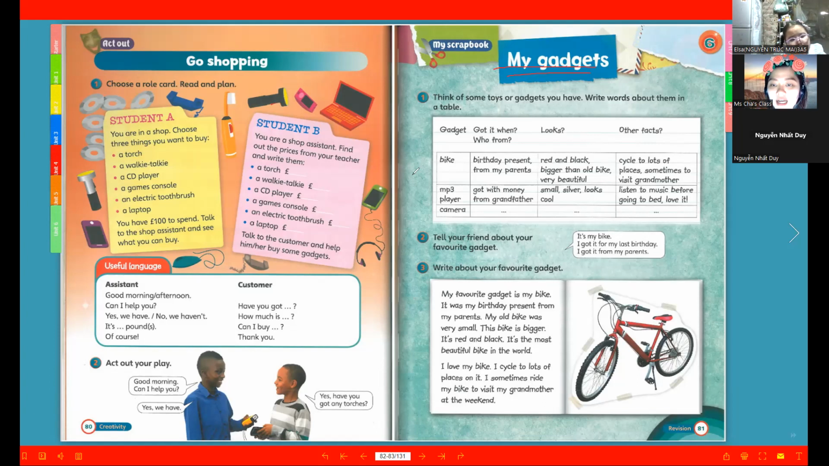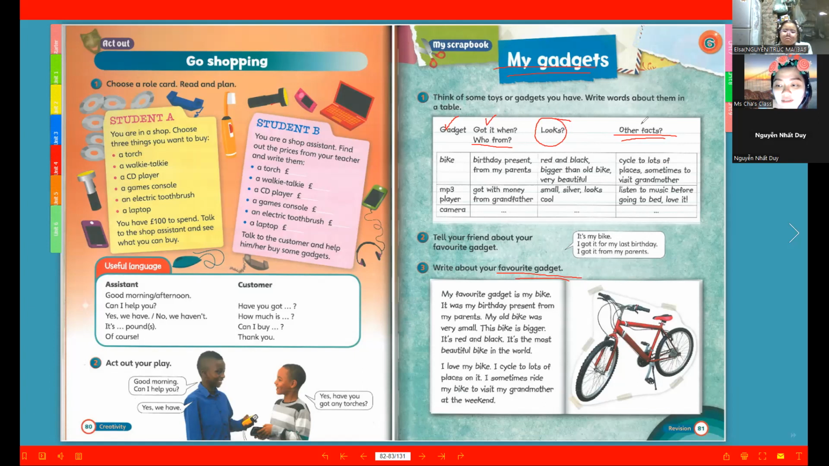So what we're going to do is a very short activity in speaking. You're going to write words in a table. You are going to talk about a certain gadget, your favorite gadget. Get it: from where did you get it, from when, what time did you have it, and who gave it to you. Looks: we are going to deal with some adjectives here. And other facts: what are the other uses? What do you use it for?